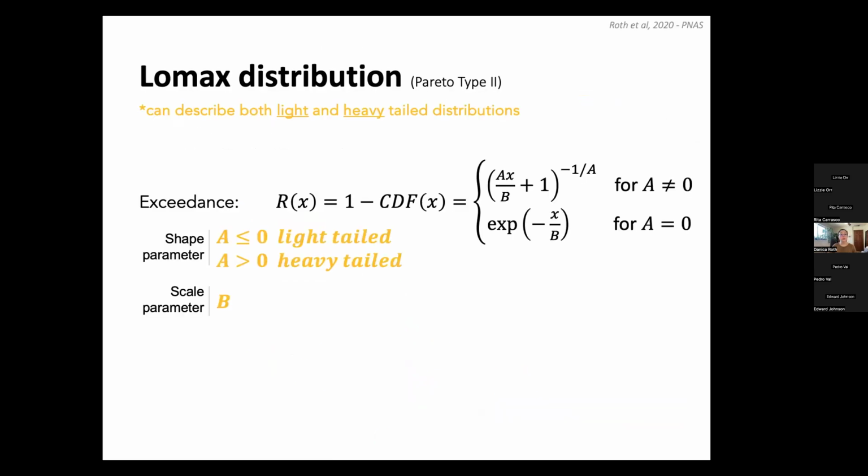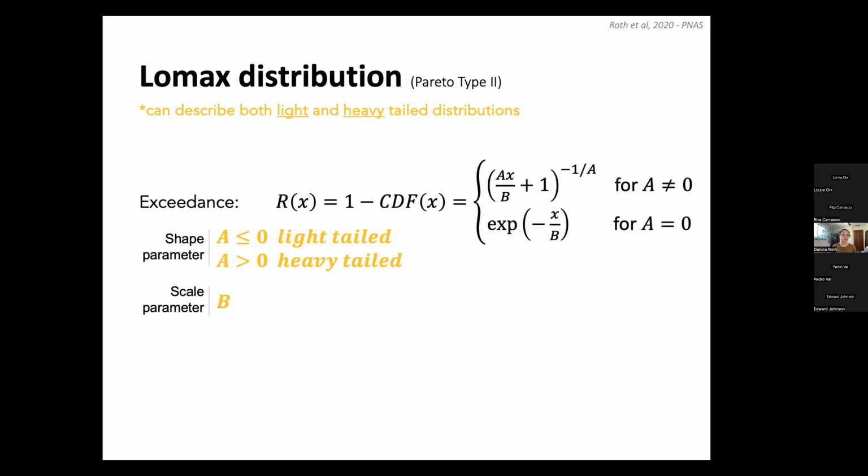So my colleagues and I prefer using a Lomax distribution to model travel distances. A Lomax distribution, also called a Pareto type 2 for those of you who care, is a convenient form of distribution for modeling travel distances because it can describe both light-tailed and heavy-tailed distributions, or local and non-local transport.